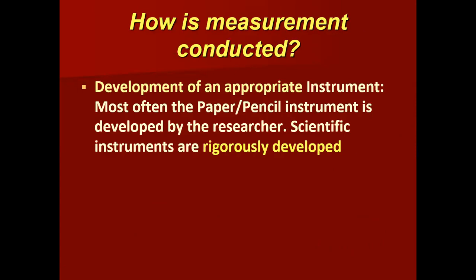So how is measurement conducted? We start off with development of an appropriate instrument, and that will help us. Most often we use the paper pencil instrument for measuring characteristics in social sciences, in health sciences, and the researcher himself or herself will develop these instruments. The scientific instruments are rigorously developed. They undergo rigorous validation and also rigorous reliability tests to assure the level of reliability.